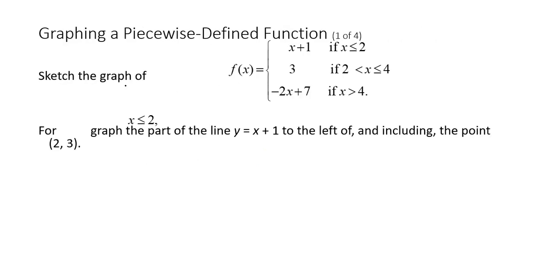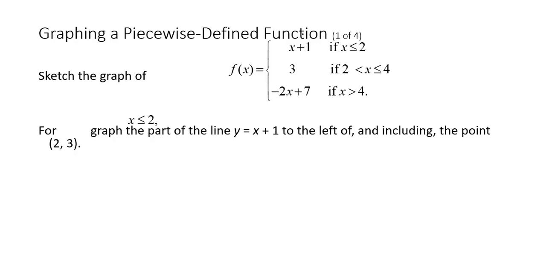In this example, we want to sketch the graph. F of x equal to x plus 1 if x is less than or equal to 2, f of x equal to 3 if x is between 2 and 4, and f of x equal to minus 2x plus 7 if x is greater than 4.